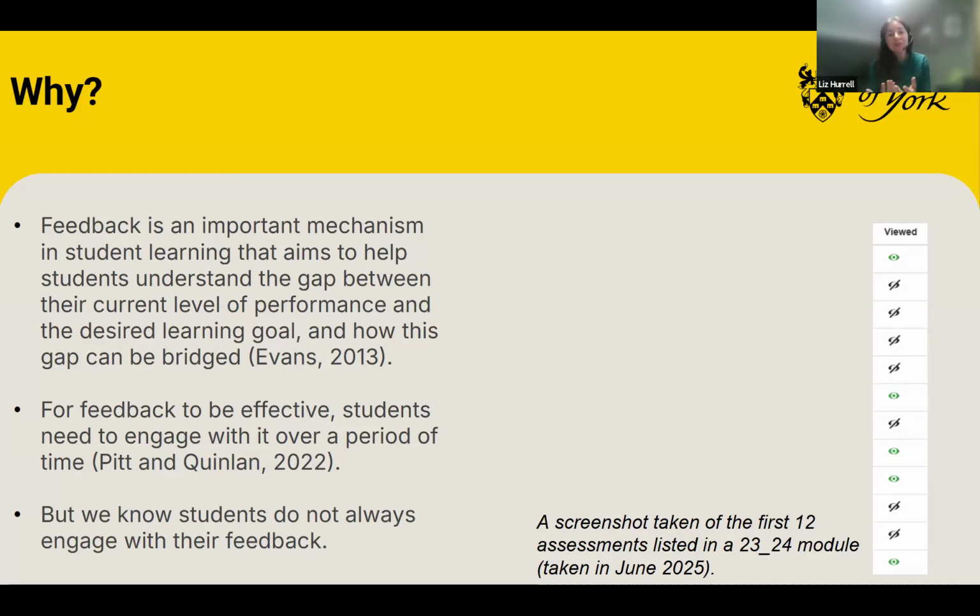But we also know that students do not always engage with their feedback. So a part of the project was to try and understand why students are not really engaging with their feedback. Here at the University of York, we use a system called Turnitin, where we can see whether a student has opened or not opened their feedback. So we do know that we have a number of students who are not looking at their feedback, despite the time and the effort that it takes to do that.